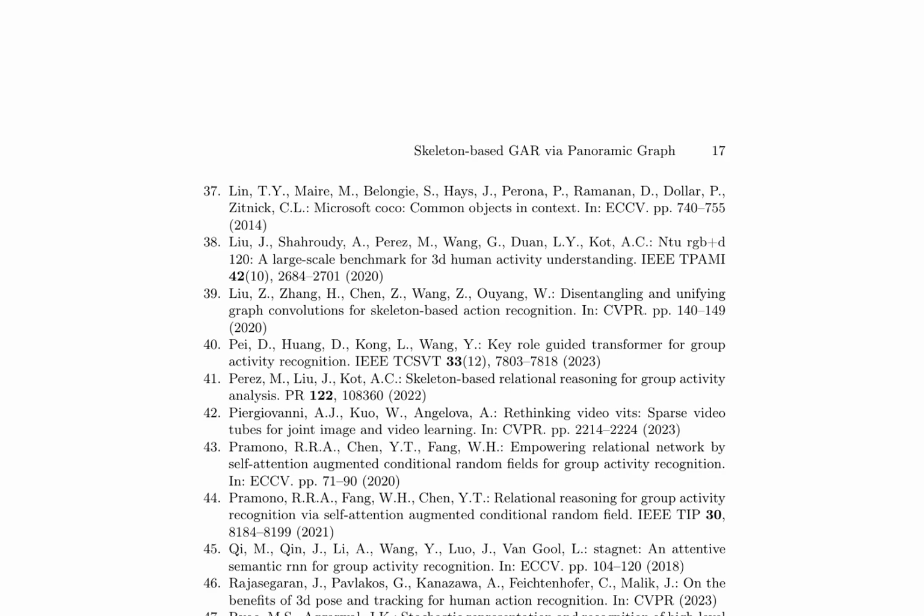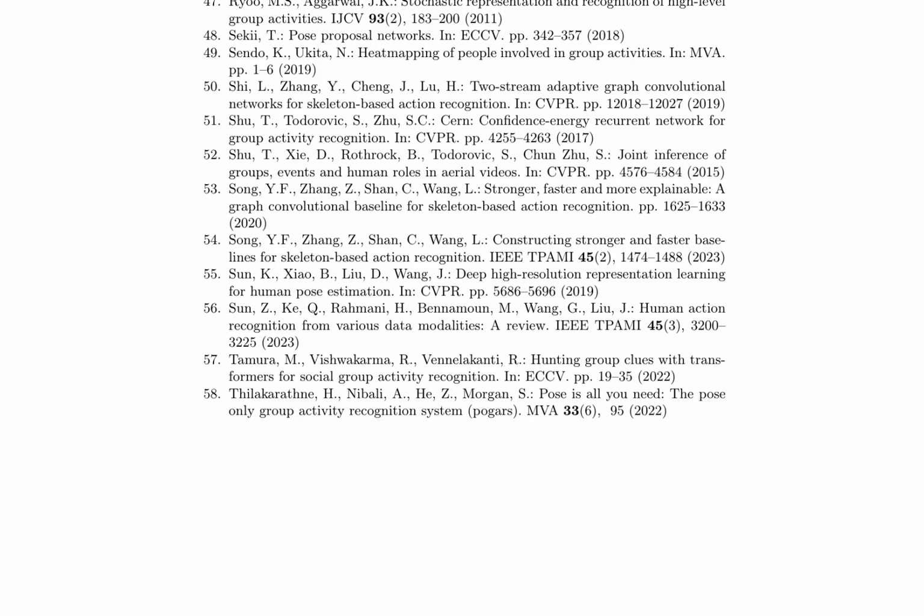The concept of sparse videotubes for joint image and video learning, proposed by Piergiovanni et al. in 2023, and the use of self-attention augmented conditional random fields for empowering relational network, suggested by Pramono et al. in 2020, are also reviewed. The paper covers the benefits of 3D pose and tracking for human action recognition, as discussed by Rajasegaran et al. in 2023, and the heat mapping of people involved in group activities, proposed by Sendo et al. in 2019. Additionally, the authors discussed two-stream adaptive graph convolutional networks for skeleton-based action recognition, introduced by Shi et al. in 2019, and the confidence energy recurrent network for group activity recognition, proposed by Xu et al. in 2017.